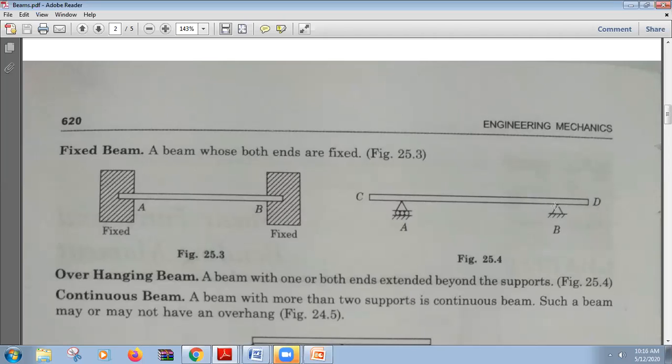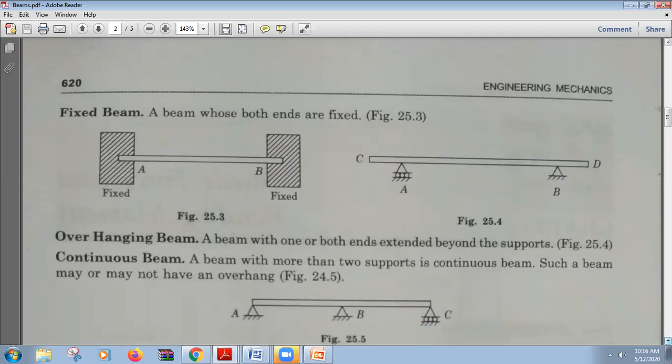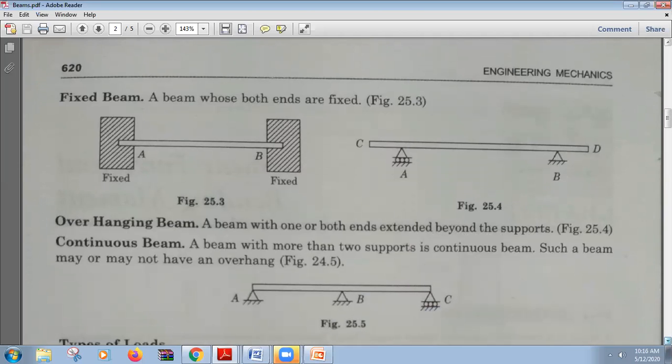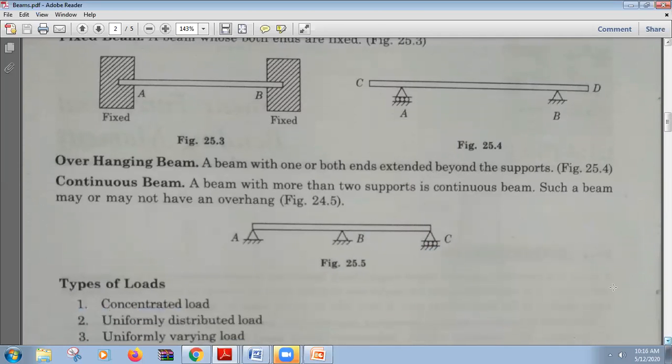So the overhanging beams are supported, with the overhang sliding inwards or outwards of the support. Okay, so the last ones are continuous beams, and continuous beams are the beams that are supported continuously at many points, like the railway tracks we know. Railway tracks are continuous beams, and they are continuous.